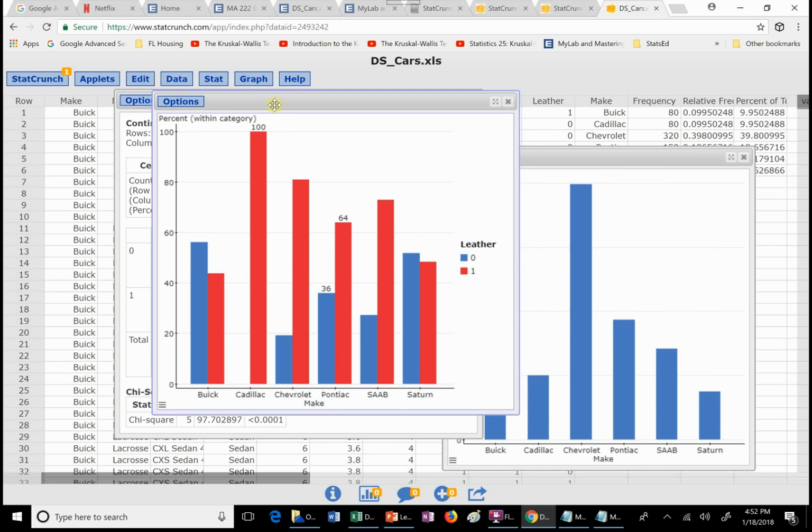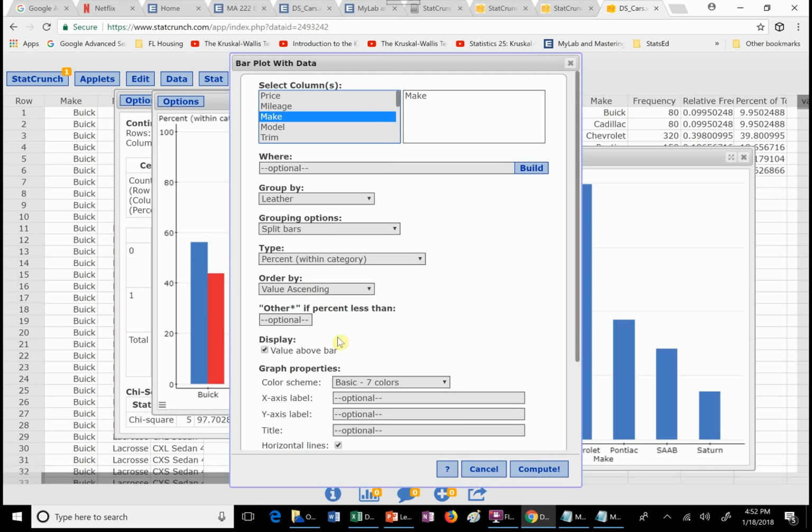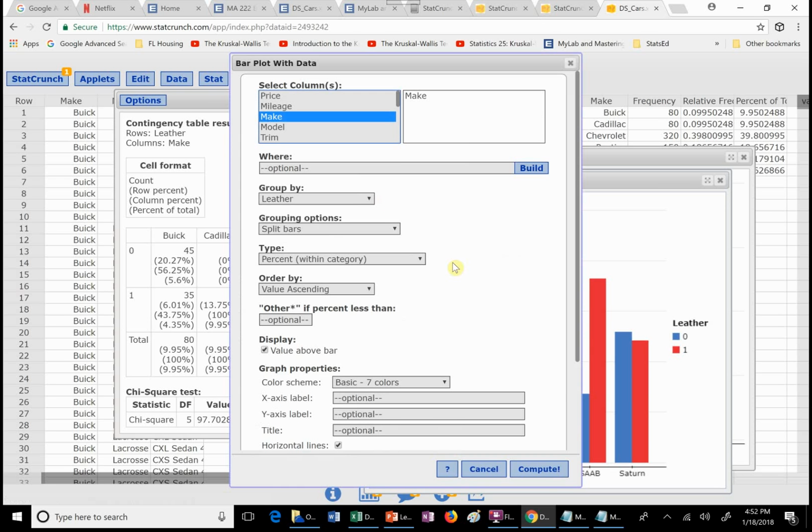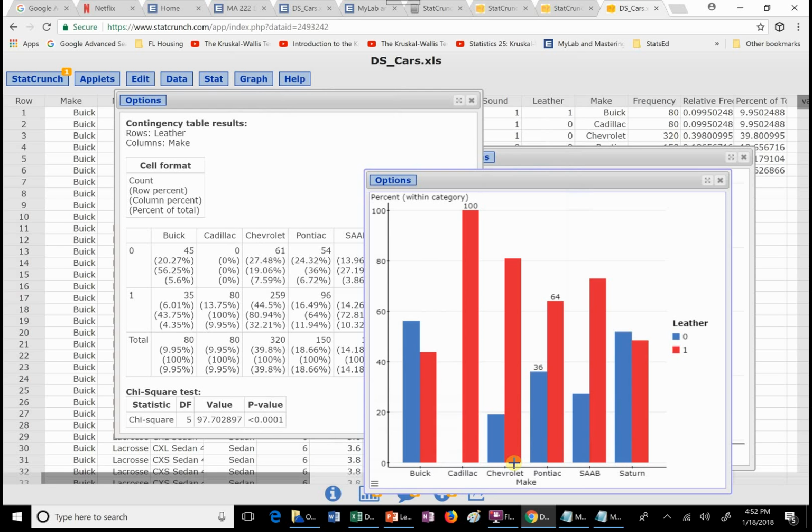So now it makes a plot. Oh, and I want to click value above bars, which I don't think took for all of them. Kind of interesting. Not sure why that happened. I'm wondering why the percentages aren't above these bars. I have it for Cadillac and Pontiac. That should be fine. Make. I think I jinxed myself when I did the mileage.